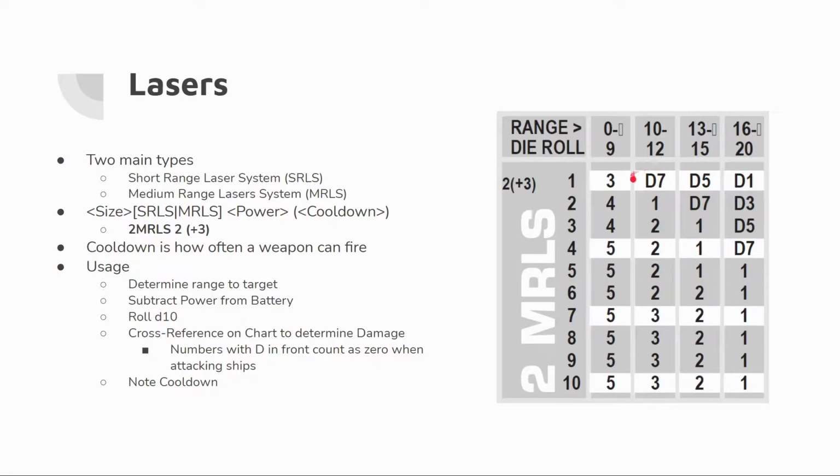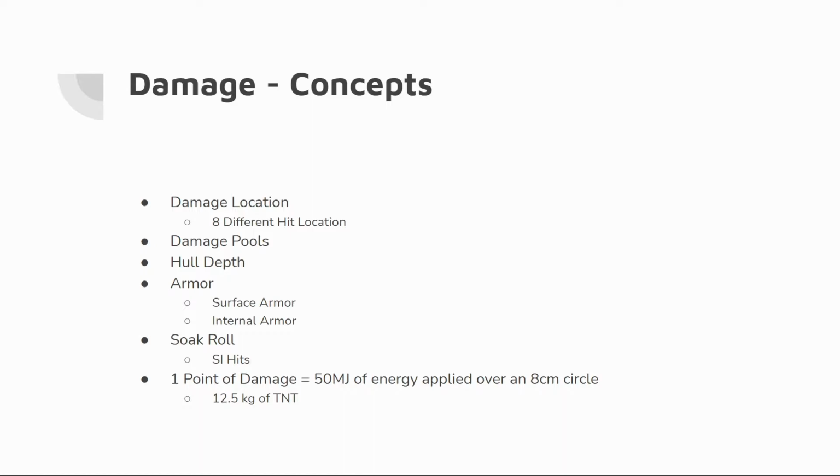These numbers up here with the D's, we can ignore. They're basically treated as a 0 when they shoot a ship. They're used for shooting incoming projectiles, which we'll cover next session. So after you use the chart to find out how much damage you do, you then note the cooldown on a piece of paper, or if you're using the virtual map, we have a little notebook item you can use, so you know when you can fire that weapon again. So shooting lasers, pretty simple and straightforward.